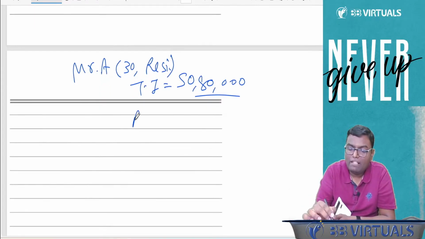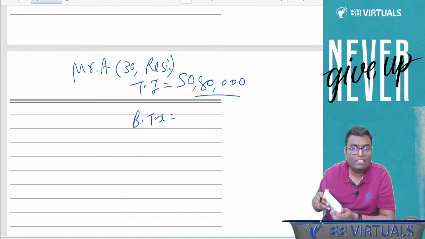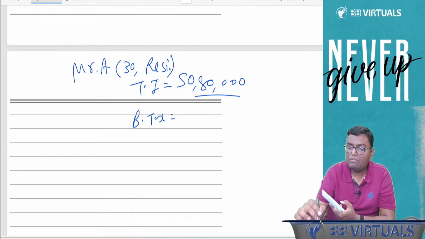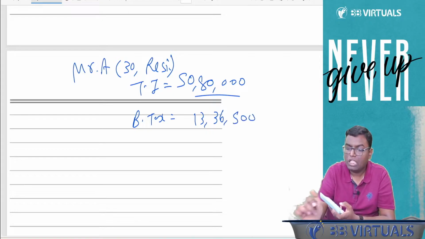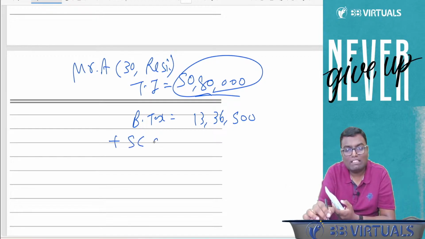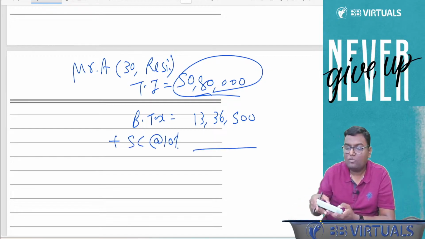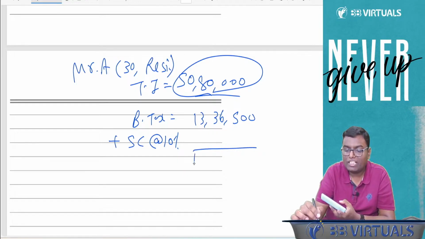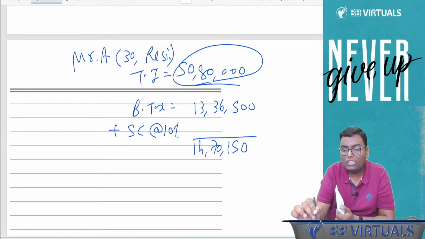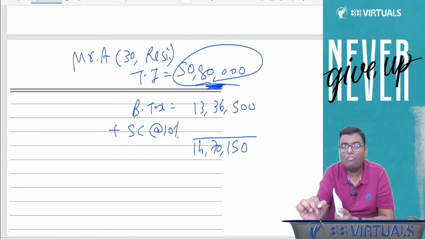First of all, we have to calculate the basic tax of 50 lakh 80,000. Can I say up to 10 lakh, 1 lakh 12,500, and on the balance 40 lakh 80,000, 30%. So the total basic tax comes to 13 lakh 36,500. Now, can I say my income is more than 50 lakh? So how much surcharge is applicable? 10%. If I add 10% surcharge, it will come to 14,70,150.